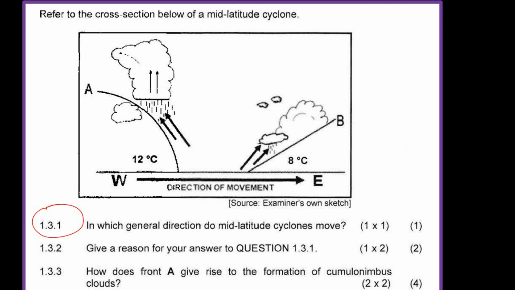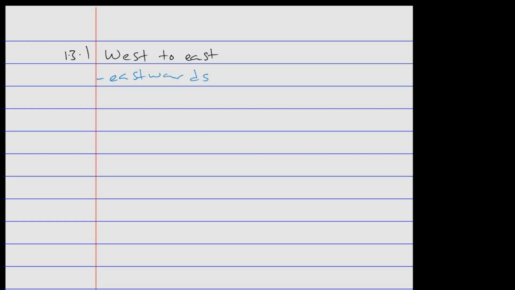The first question, 1.3.1. In which general direction do mid-latitude cyclones move? Mid-latitude cyclones move from west to east, or you can say eastwards. Let's go to the next question.